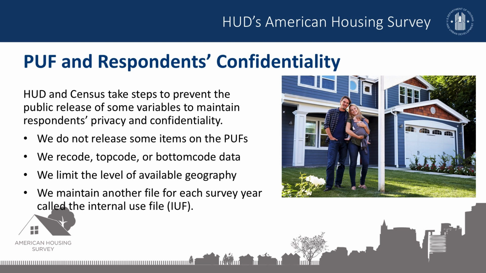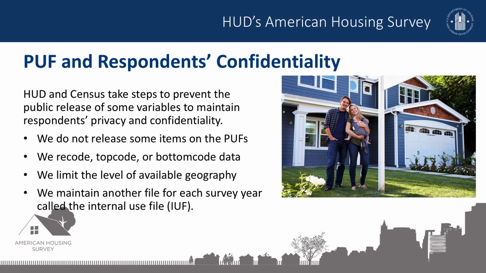For instance, we do not release some items on the PUFs, including numerous variables about the neighborhood around a housing unit. We recode, top code, or bottom code data, which means we group really high and really low values together in a single value. And, as we noted a few slides ago, we limit the level of available geographic variables to just a few. However, for researchers who have obtained special SWORN status, we also maintain another file for each survey year called the Internal Use File, or the IUF.